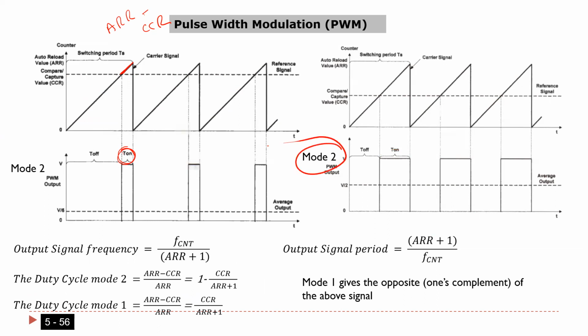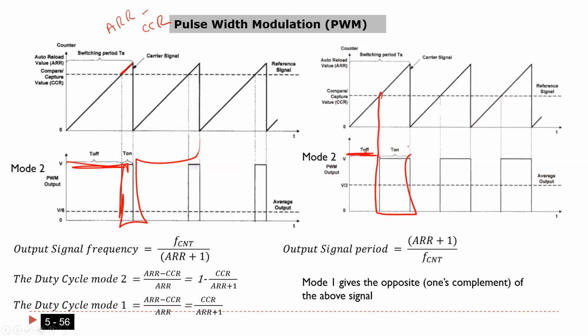What about mode 1? Mode 1 is identical to mode 2, but you just flip the signal. That means this one is going to be high and this one is going to be low. So mode 1 is similar to mode 2, but initially it is high, and when it is equal, it goes to low. Just flip the signal. Any questions?